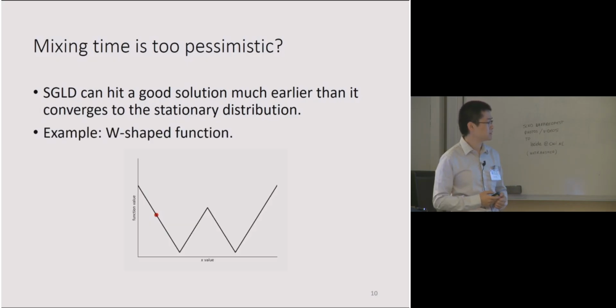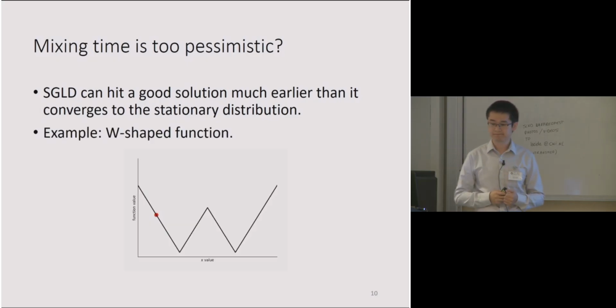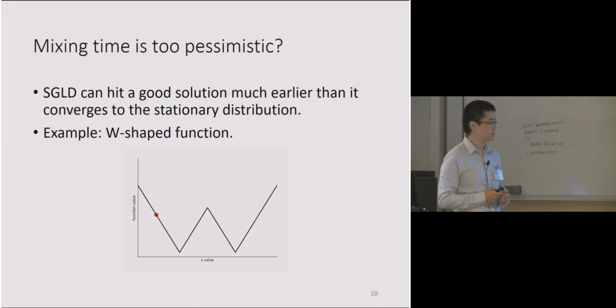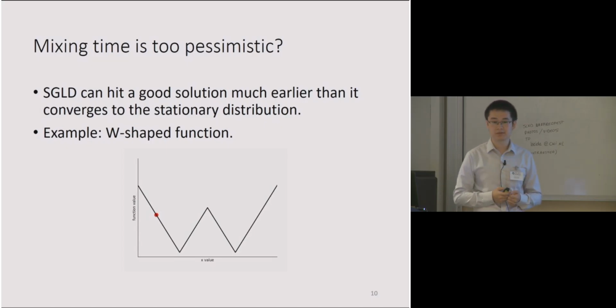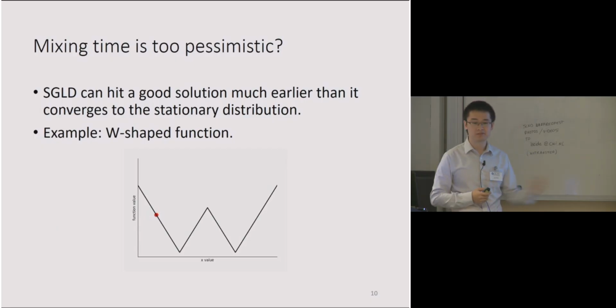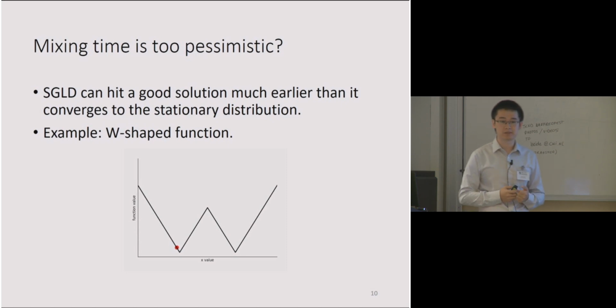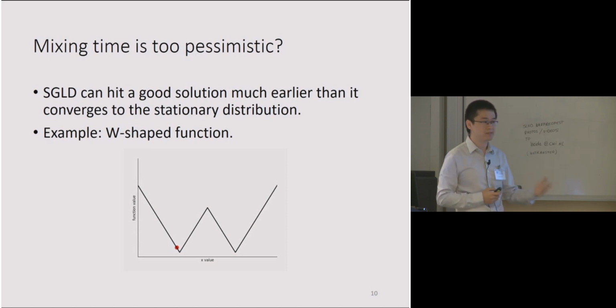To see this point, let's consider this W-shaped function. I arbitrarily initialize the algorithm. You can see that the point x quickly descends to one of the two global minima, but takes a long time before it can climb up the hill again to reach the other global minimum. It means that the mixing time on this function will be long, but the algorithm is very efficient in finding one of the two best possible optimization solutions. And it suggests that the hitting time might be a better metric to look at than the mixing time if you care about optimization efficiency.